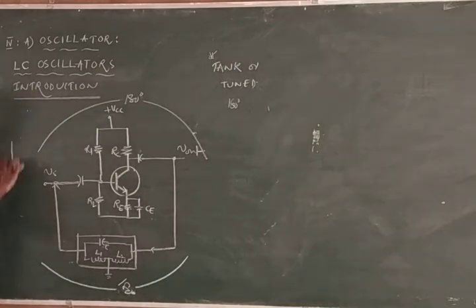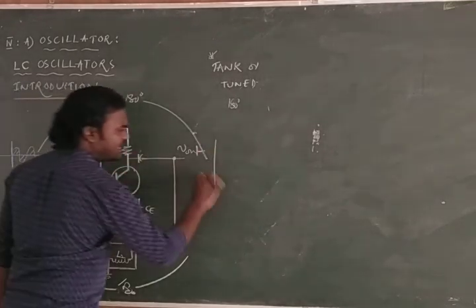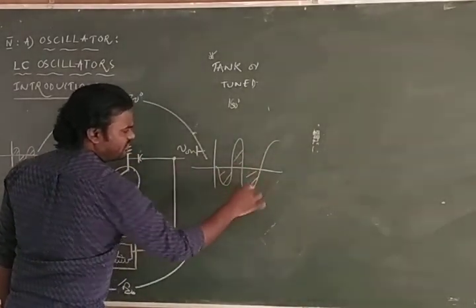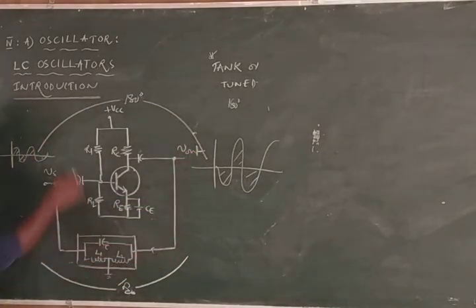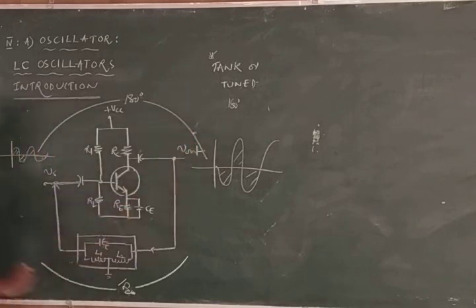That means, if this is VS, VS is applied to the amplifier. How much phase shift does it have? 180 degrees, so the positive half cycle becomes negative, and negative becomes positive. Now this is connected as input to the feedback network or tank circuit. The tank circuit is able to provide one more 180, so negative becomes positive. So I am getting positive and negative again.